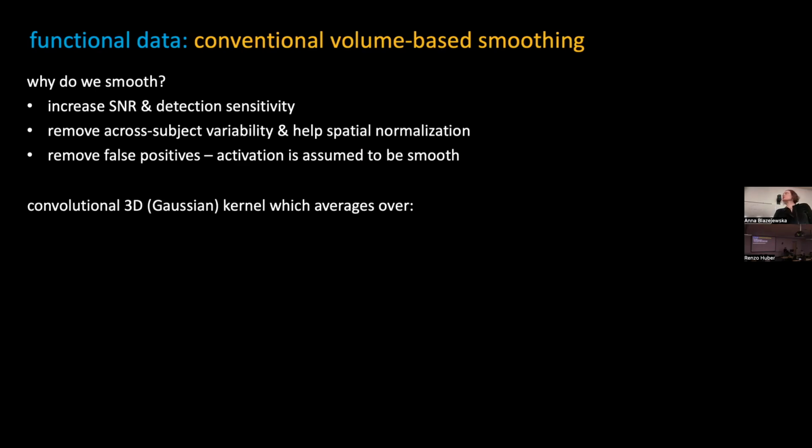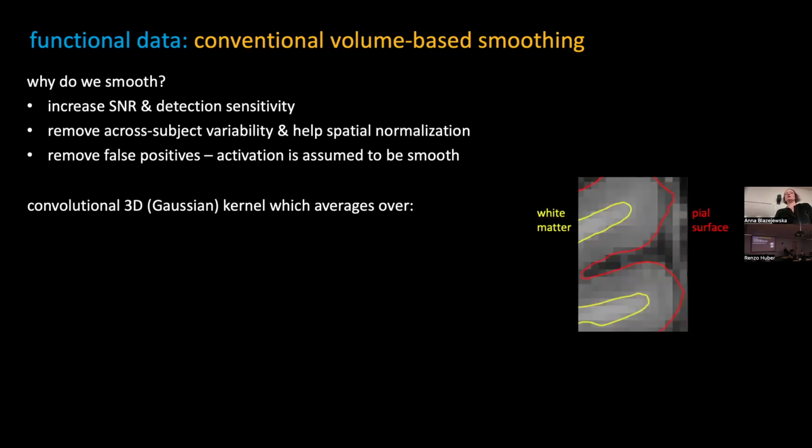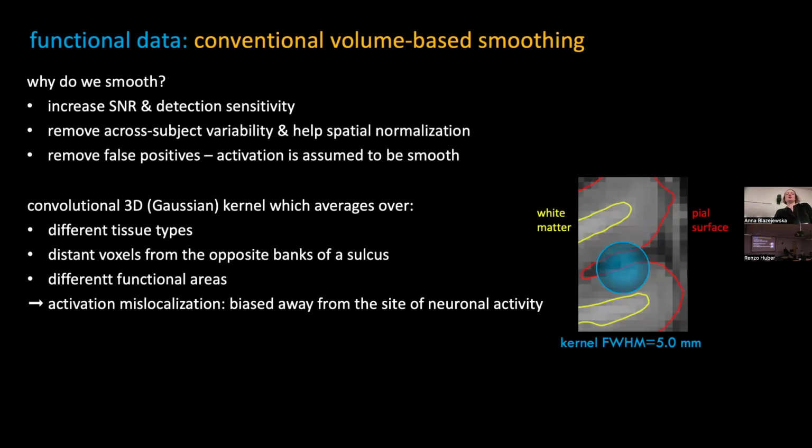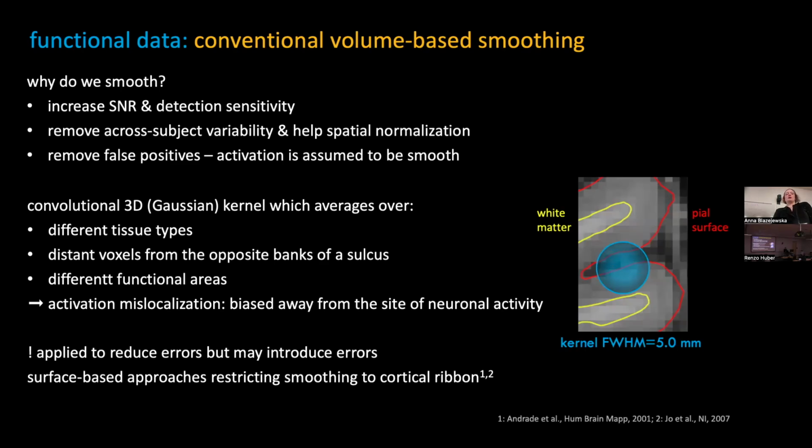But traditionally, in conventional fMRI, the kernels that are applied are 3D Gaussian kernels that will average over everything, such as different types of tissues, voxels from opposite banks of a sulcus, and potentially different functional areas, and will just mislocalize the activation and cause a huge mess. So basically we try to reduce the errors, but we actually introduce more errors. Because of that, for those who want to smooth, surface-based approaches have been proposed that restrict smoothing to the cortical ribbon. So it's not going to mix all these different tissues.